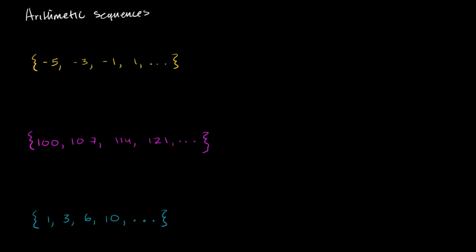Well, let's look at this first one right over here. To go from -5 to -3, we had to add 2. Then to go from -3 to -1, you have to add 2. Then to go from -1 to 1, you had to add 2. So this is clearly an arithmetic sequence. We're adding the same amount every time.